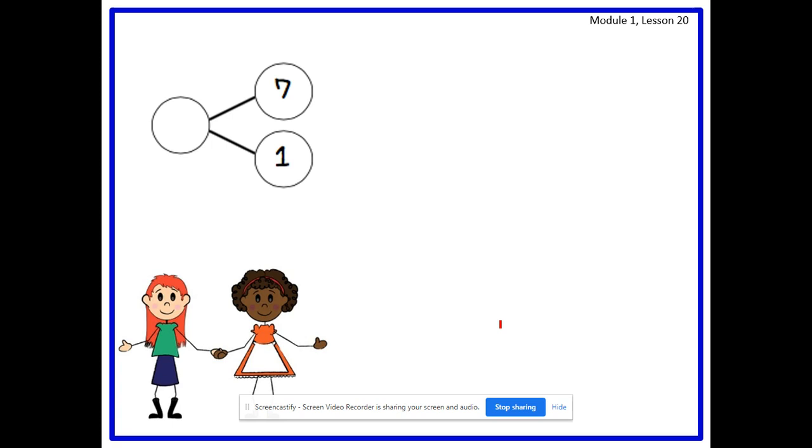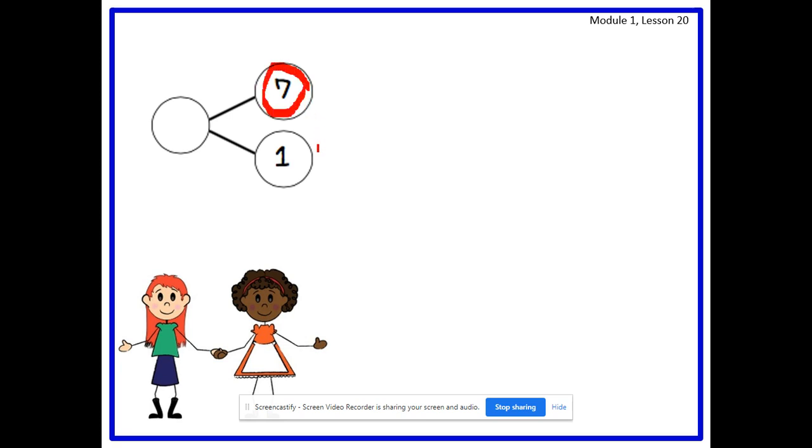Okay, at this point, you should have written down your total, circled your larger part, and written your addition number sentences. Let's check your work. Ready? What are our parts, boys and girls? Get ready. Yes, 7 and 1. What is our larger part? Get ready. Yes, 7. So we circle 7.